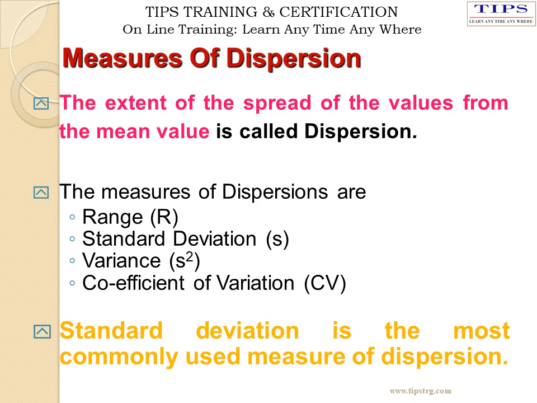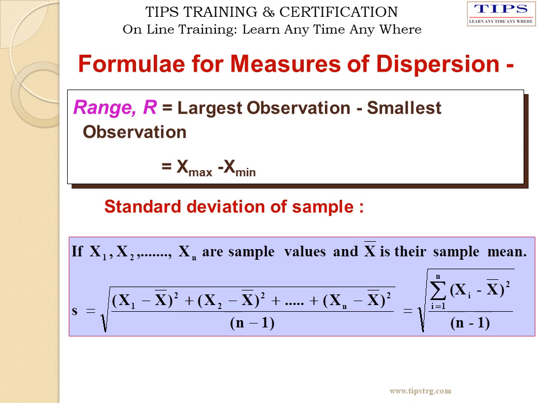Now we will see the measure of dispersion. The extent of the spread of the values from the mean is called dispersion. The measures of dispersion are represented in the following terms: range, standard deviation, variance, coefficient of variation, that is CV. Mostly, standard deviation is commonly used for the measure of dispersion. These are the formulas for measure of dispersion.